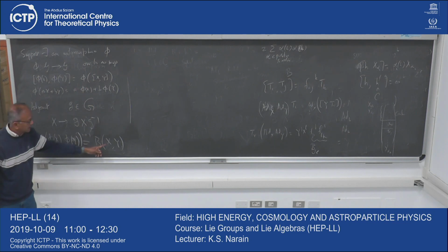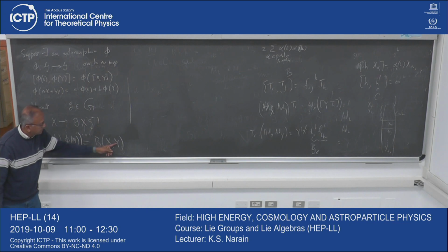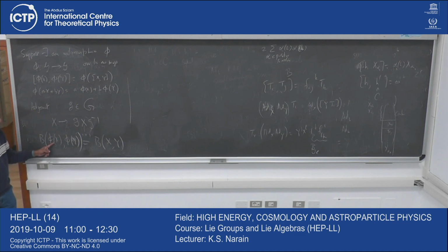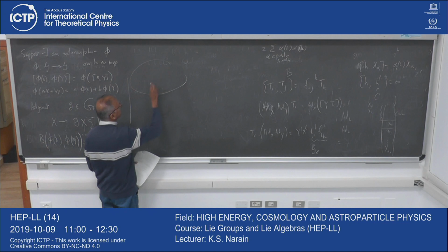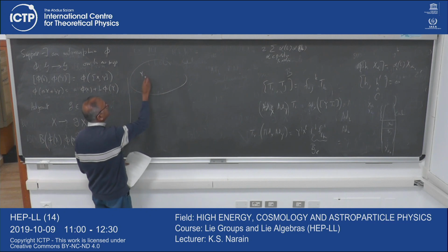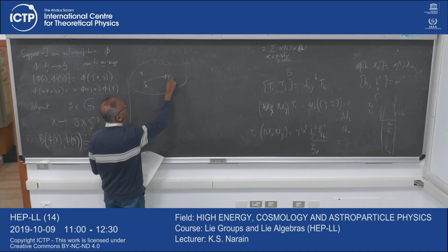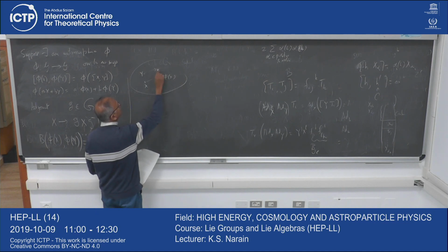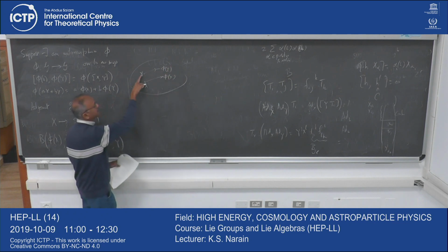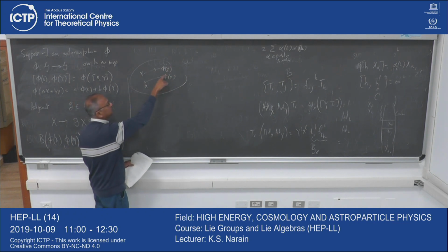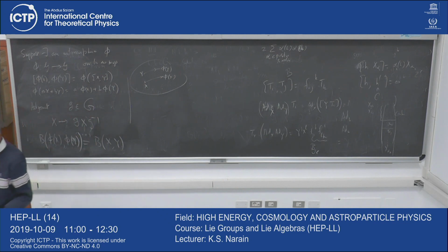The metric between x and y, the Cartan-Killing form between x and y, is the same as the Cartan-Killing form between phi x and phi y. So the picture is something like this: I have the vector space, x is here, y is here, x is mapped to some phi of x, and y is mapped to phi of y. Then we are saying that if I compute b of xy here, that's the same as b of phi x, phi y. So somehow the notion of distance or length is not changing. That is a nice property.